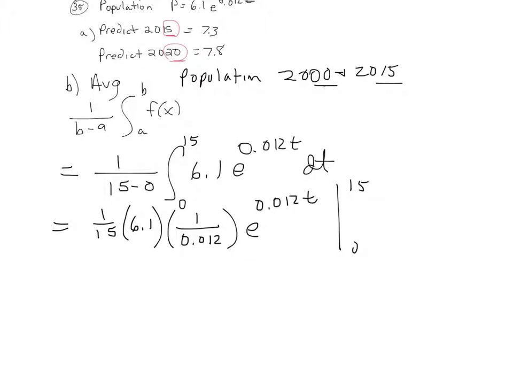So now you just plug all this into your calculator, and I want to show you something. What do I mean by plug all this into your calculator? Where you see a t, you plug in 15. Where you see a t, you plug in 0. And the answer you're going to get is 6.7.